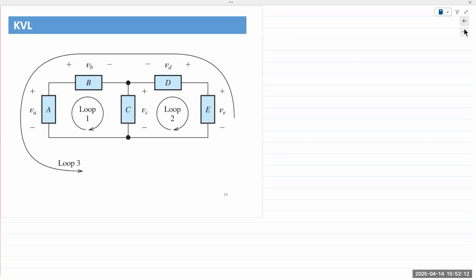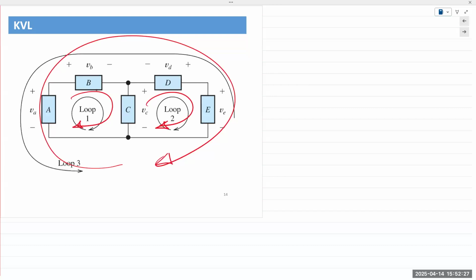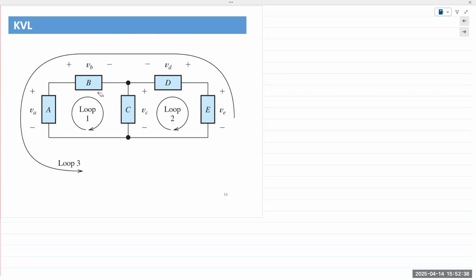KVL is not as straightforward as KCL. For KVL, first, you need to identify the closed loop. Closed loops are easy enough to identify. That's loop 1, that's loop 2. You can also have loop 3, which is the outer loop. Loops can contain other loops inside themselves. So loop 3 is the outer loop that contains both loop 1 and loop 2.